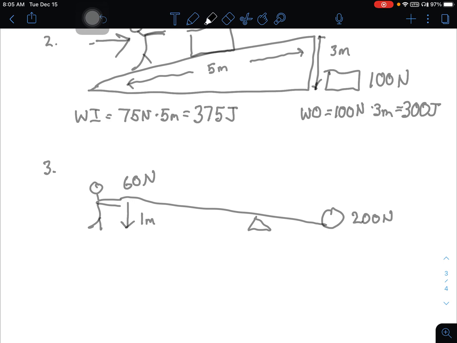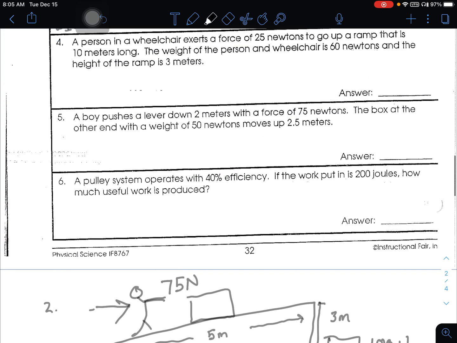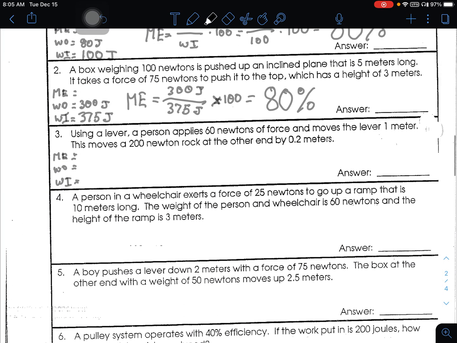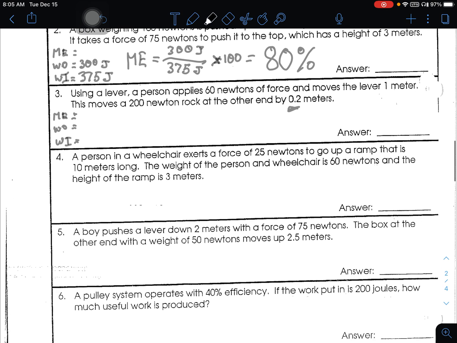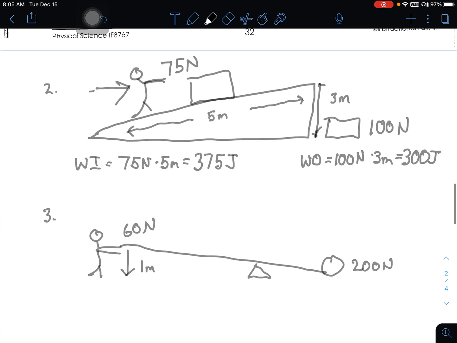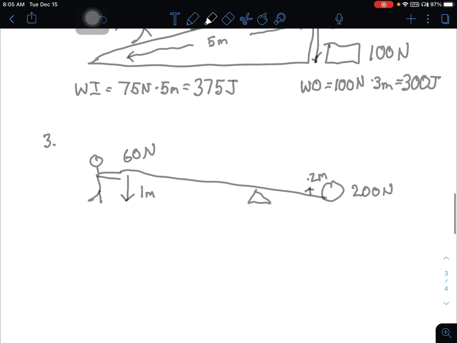Okay, on the other side it says the 200 Newton rock is lifted by the lever for a distance of 0.2 meters. Okay, so this goes up a short distance, 0.2 meters. All right, so we can look here and see that I've got my work input on this side, which is going to be equal to my force times my distance. 60 times 1 is obviously 60 joules of work input.